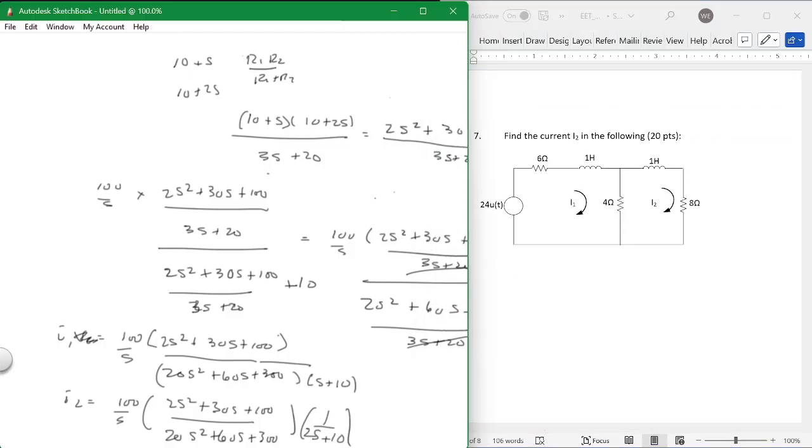Now, these two are mesh analysis, and I want you to be able to do mesh analysis with this stuff. So, again, we'll see how you do. Not easy.